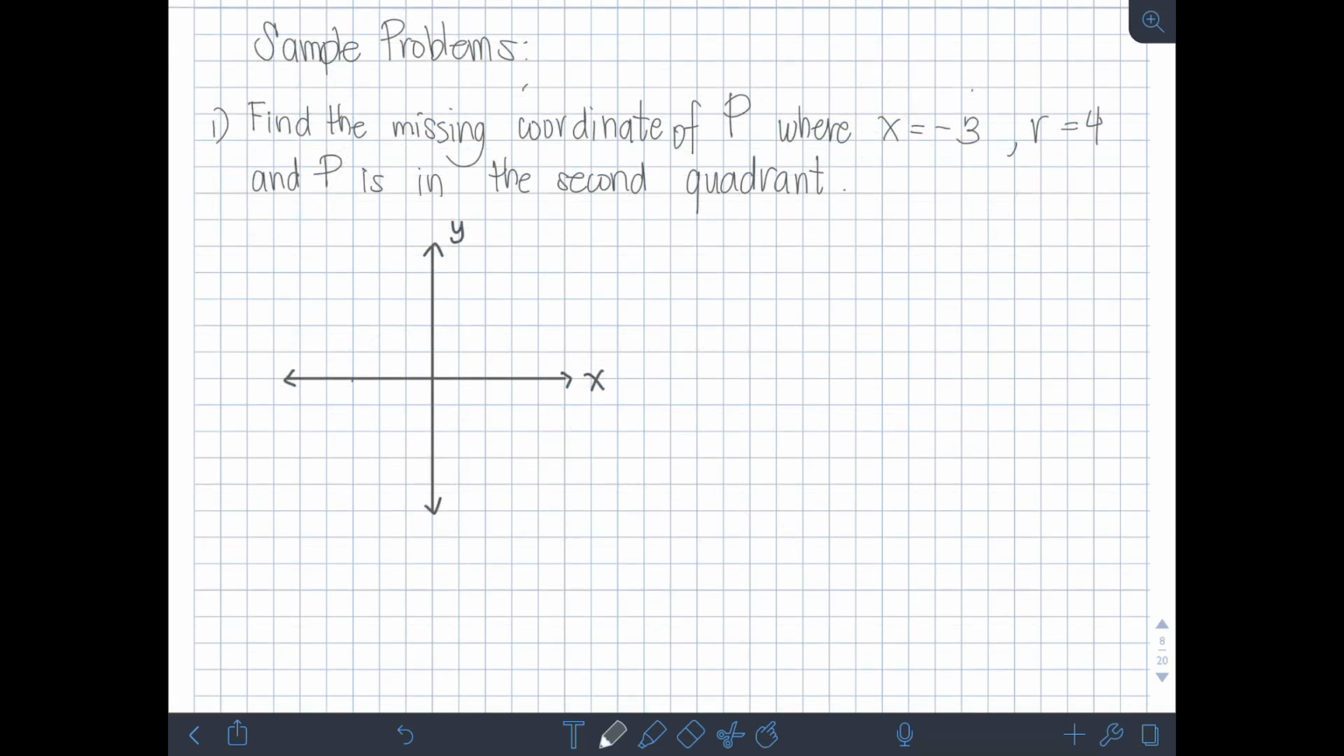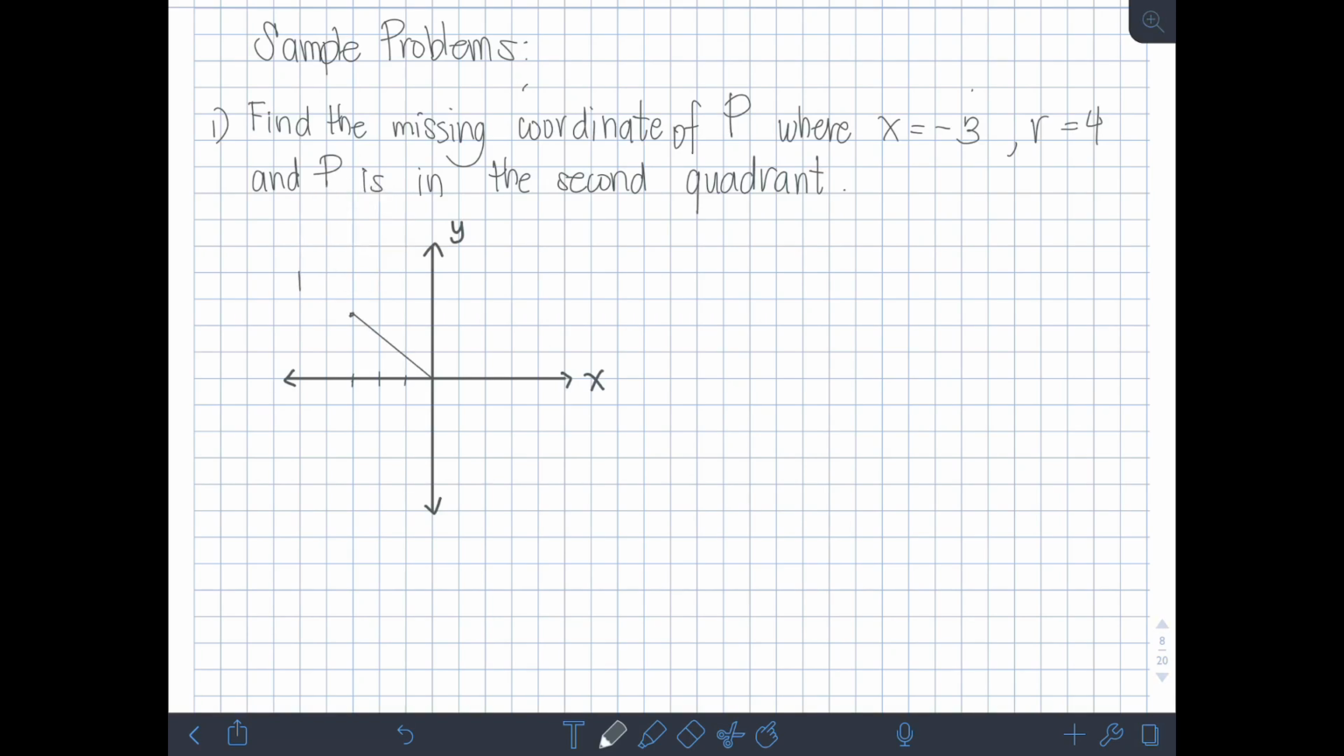So, mag-solve na tayo ng actual sample problems para ma-apply natin yung lahat ng concepts na na-discuss ko. So, let's have problem number 1. Find the missing coordinate of P where x is equal to negative 3, r is equal to 4, and P is in the second quadrant. Okay, so i-graph natin. So, yung x daw natin ay negative 3. So, 1, 2, 3. Ito. Tapos, yung r natin ay 4. So, hanapin natin yung coordinate na y. So, let's say ito yon.